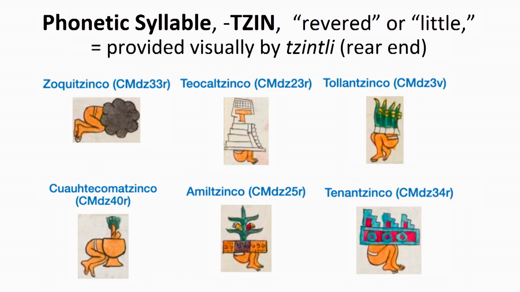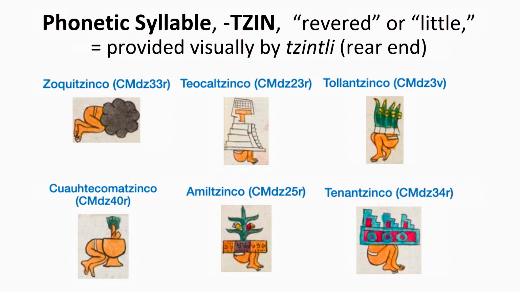That's an interesting one. There's another phonetic syllable, tsin, which is buttocks or bottom or rear end, or whatever word you like to use. There are other words we won't go into. But this syllable means revered or little. And in this case, the top center, teokaltsin, is referring to a temple, and that would be a revered place. So at the revered temple would be the meaning of this. This rear end, in this case, is revered.